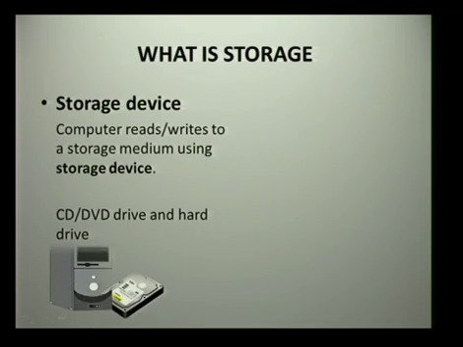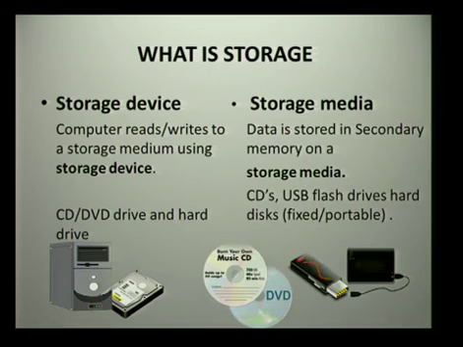Right. Now let's look at storage. You've looked at input, you've looked at output devices. Now we're going to look at different storage devices. A storage device is where your computer would read and write into a storage medium. Your storage device would be your DVD drive or your hard drive. And what do you use to store information from those storage devices? You'd use a storage medium. A storage medium is where data is stored in secondary memory. Your storage medium would be your CDs, your USBs, your flash drives.